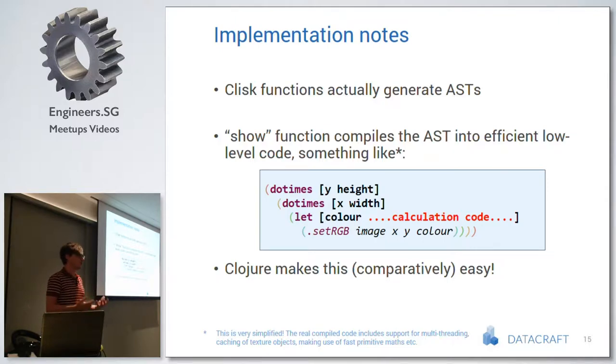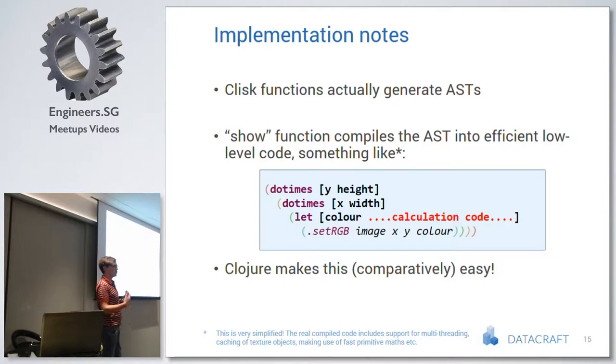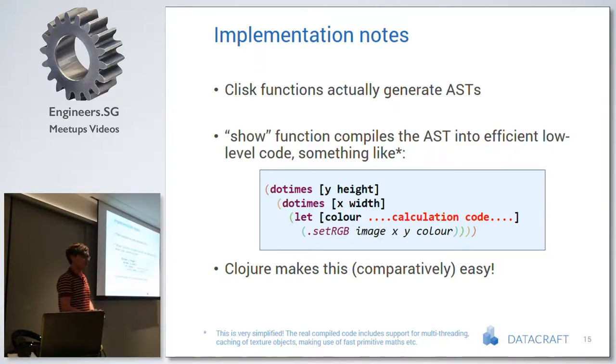the CLISK functions, the definitions, are actually generating something like an AST. Yeah, and when CLISK actually generates images, it's almost like a little compiler, and it's taking these ASTs and turning them into some more efficient Clojure code. Yeah, and the actual code looks something like this. It's doing dotimes y for the height of the image, so it's looping from 0 to y, dotimes x for the width, so it's looping across that, and then it's creating a bunch of code. So doing some code generation that actually is the code that calculates the color for any given X and Y. And then it's effectively doing a setRGB on a Java BufferedImage, so you actually get the pixel set in the image.